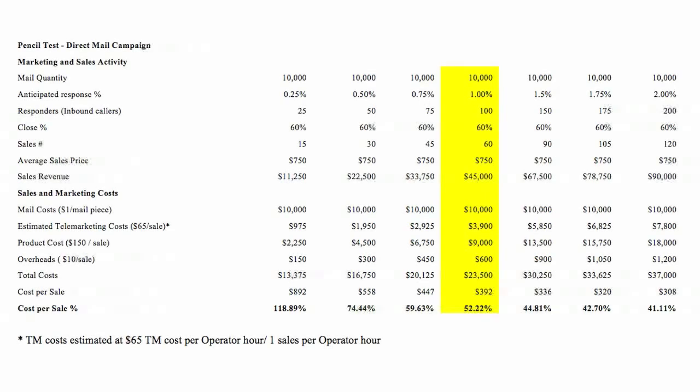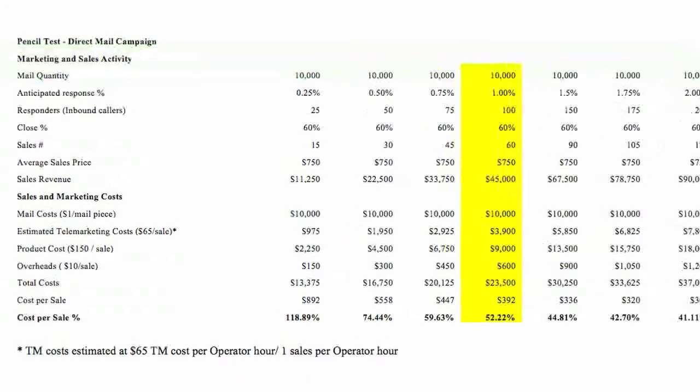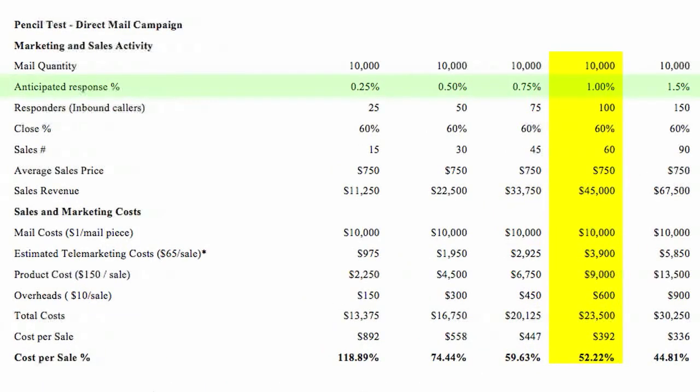So you can see what I've done here is I've got a series of rows with mail quantities. So there's 10,000 pieces of mail that we're going to go out. Then I've got the anticipated response, which I've ranged from 1/4% right up to 2%. Then based on that simple calculation of the mail quantity times the response rate, how many inbound callers or responders am I going to get? Anticipate a close percentage of say 60%. In your situation it might be higher or lower. And then that will tell me how many sales I get.